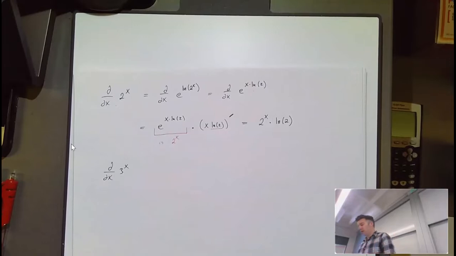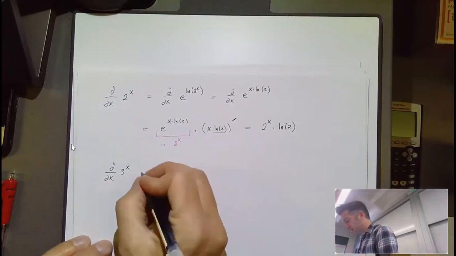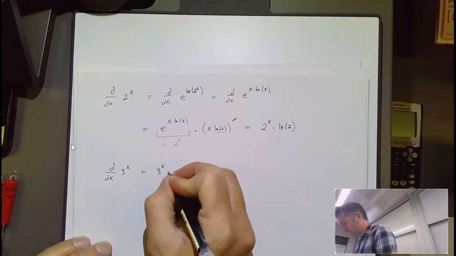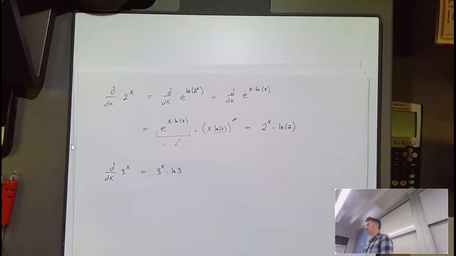We're still going to do some work, but the derivative of 3 to the x is 3 to the x times natural log of 3. That's the answer. The derivative of 5 to the x is 5 to the x times natural log of 5. The derivative of anything to the x is that same thing times the natural log of the base. That's the very general rule.